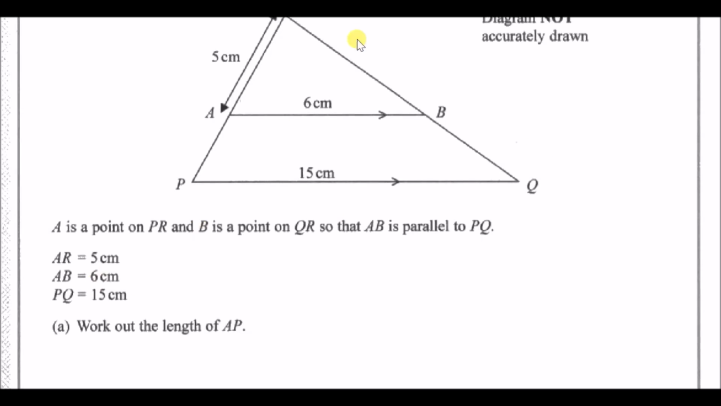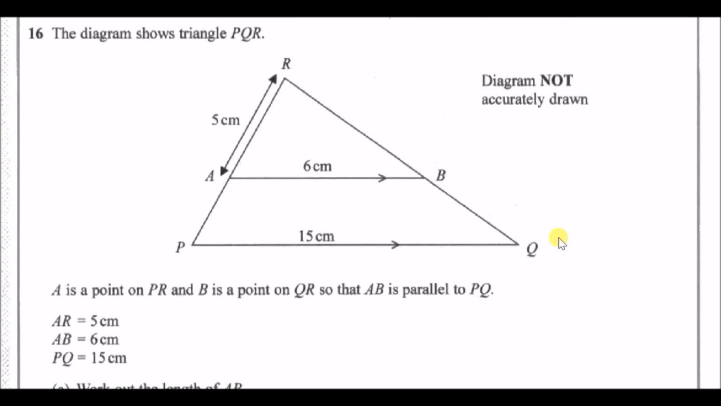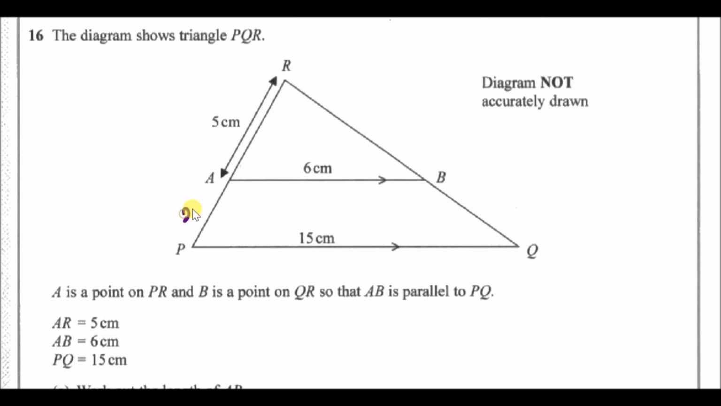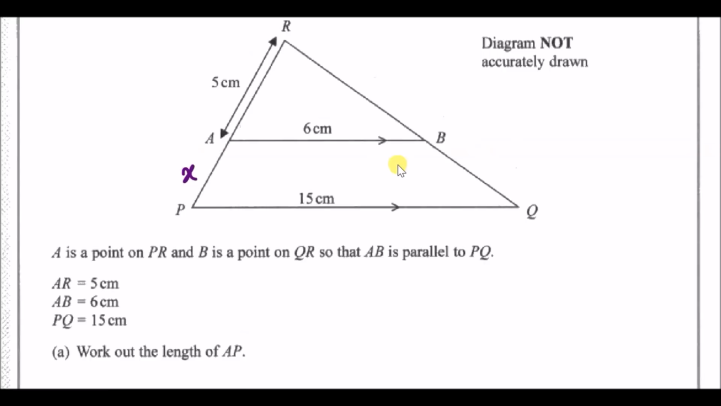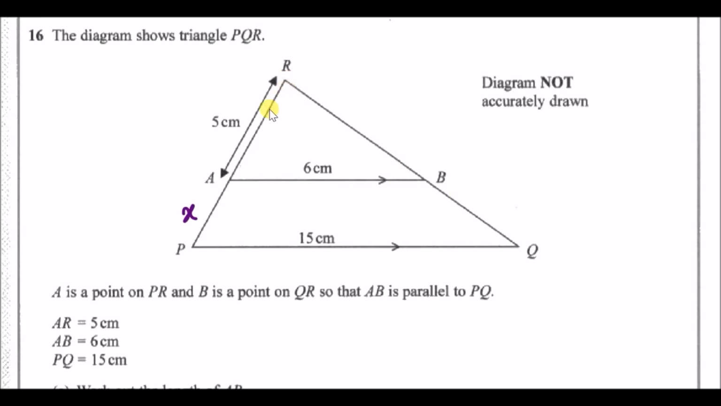So we're given some measurements, which is also here. Work out the length of AP. So we need to work out this little length here. Now there's a nice trick here. The way these kind of triangles work is that these are known as similar triangles, okay? So we have a small triangle here and a massive triangle there.